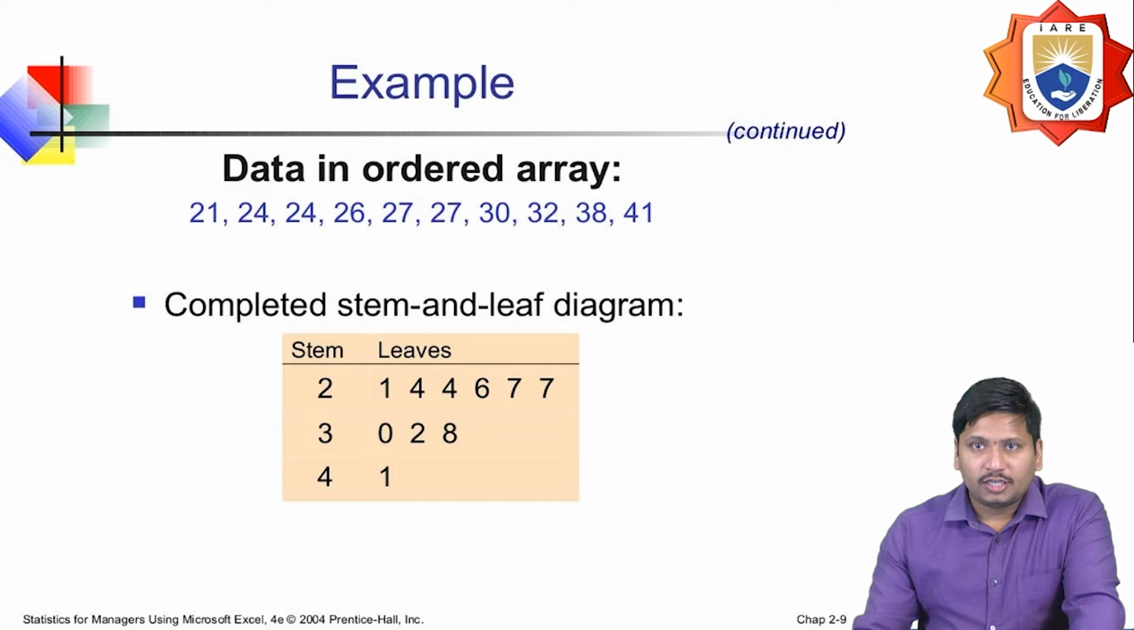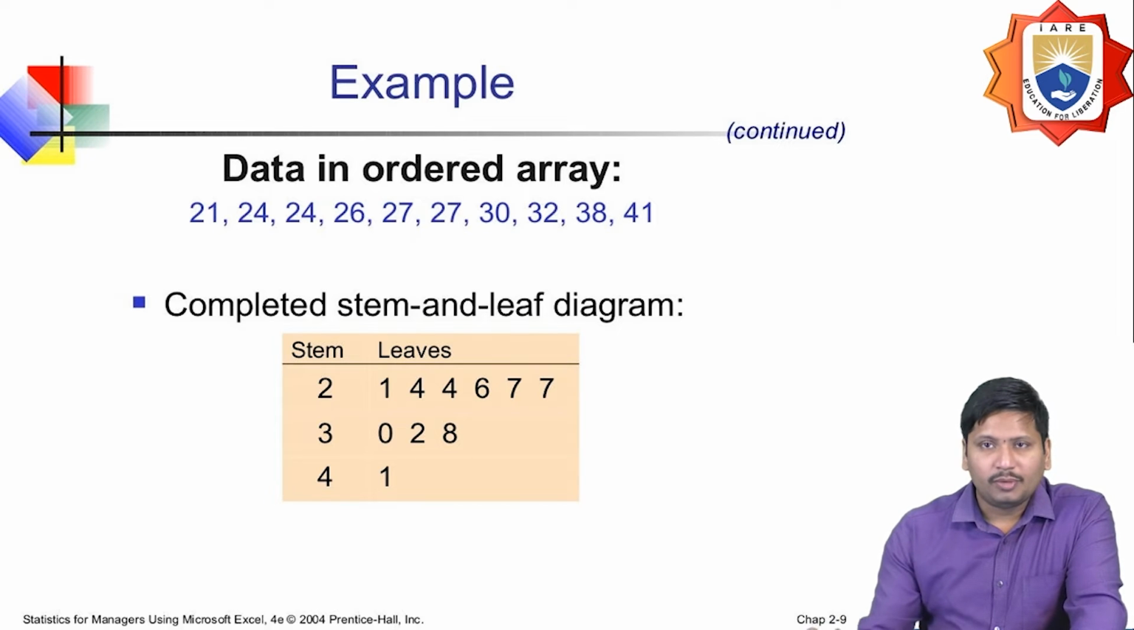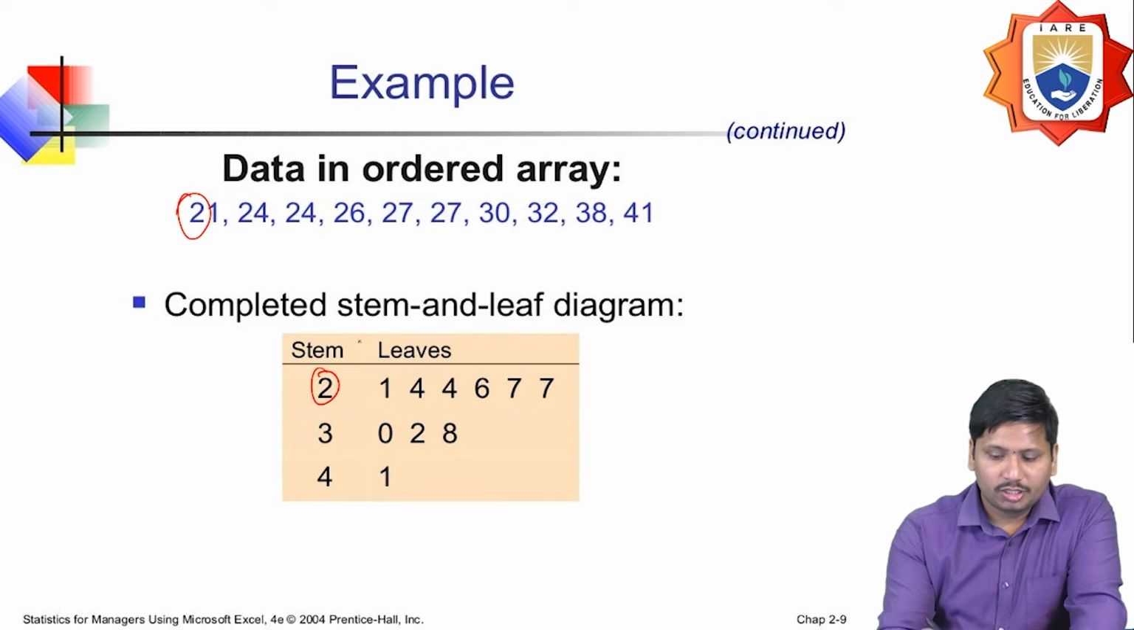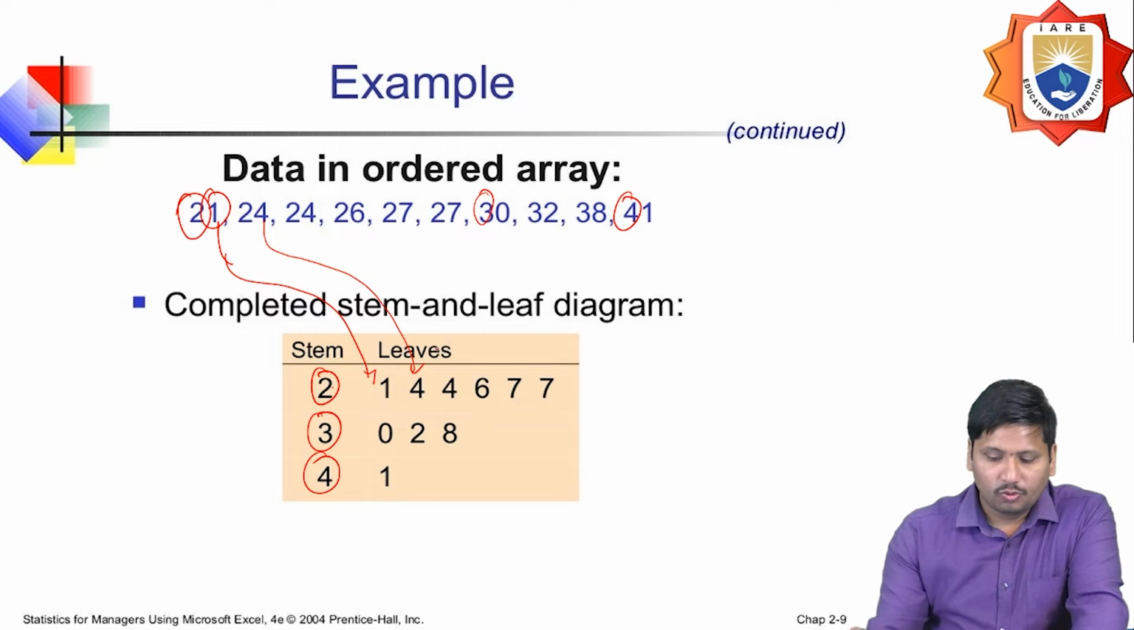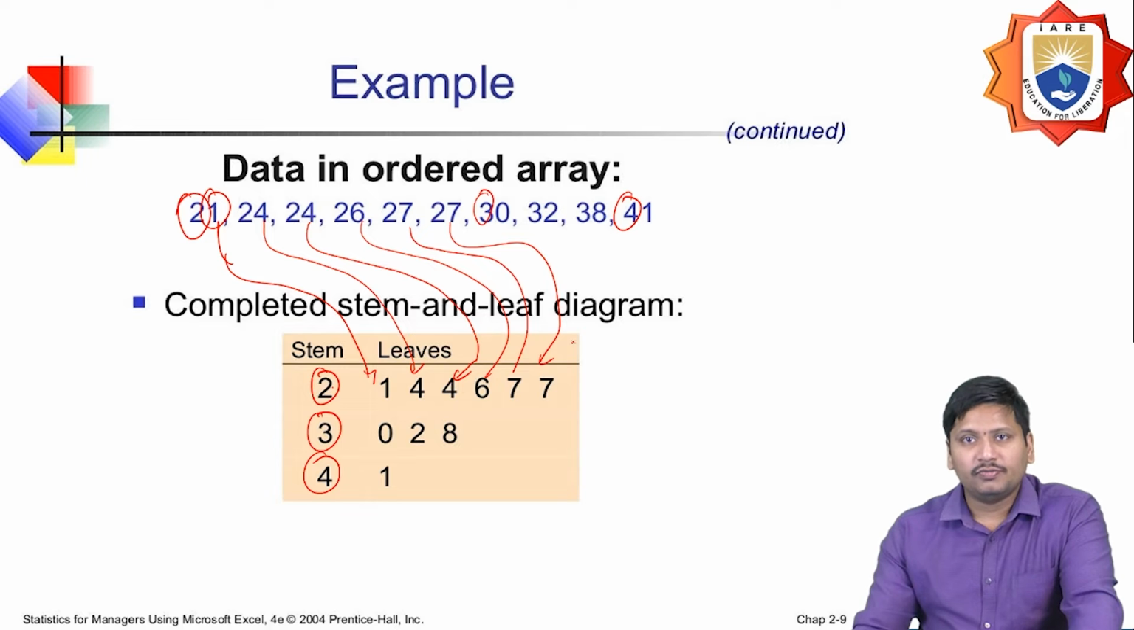After constructing this, this is the stem and leaf diagram for the entire data. The first stem is 2, the next stem is 3, and the next stem is 4. For the stem 2, the trailing digit is 1, and that is reflected here, and the next trailing digits are 4, 4, 6, 7 and 7. Like this, I construct the trailing digits for the stem 2.